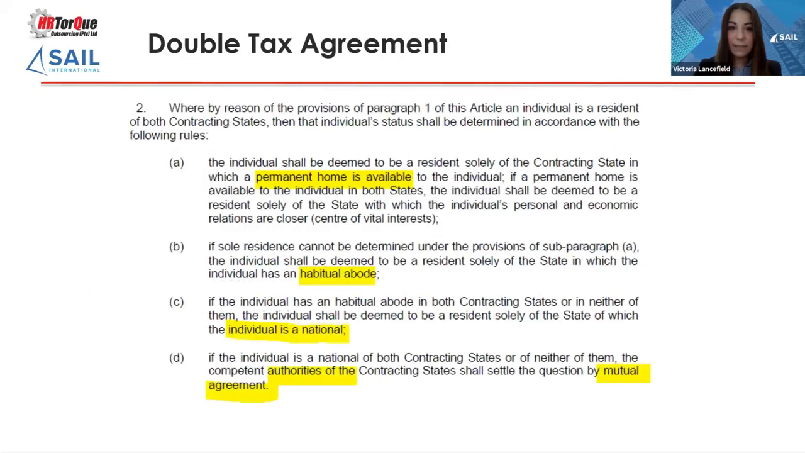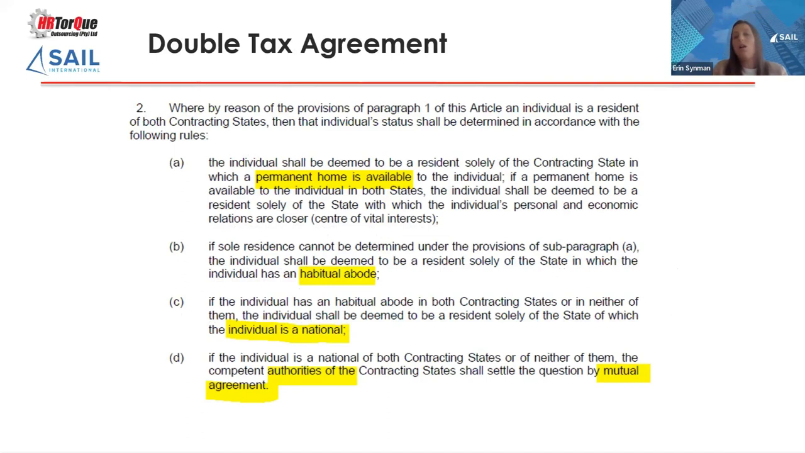Perfect. Right, let's move on to double tax agreement. So this double tax agreement snippet is from the United Kingdom. Double tax agreements exist between multiple countries. So there are a whole bunch of these. This is just the United Kingdom one. But most of them look in this format as well from Article 4 from the residency perspective.